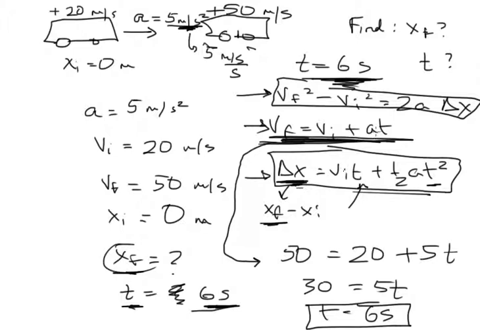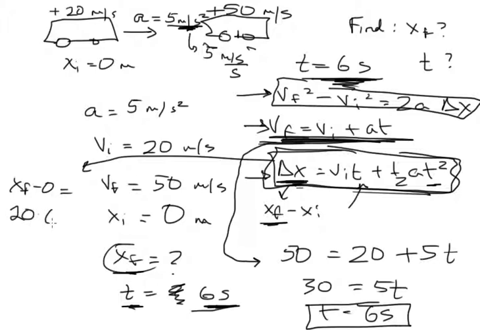You can use this. I don't know why I like this equation slightly better, because there's only one t squared, and this one has square, square. I don't know, more room for error, but you can truthfully use either one. So I'm going to use this one. So delta x, again, is x final minus x initial, which is 0, equals V initial is 20 times your time is 6 plus 1/2, your acceleration is 5, and your time again is 6 squared.